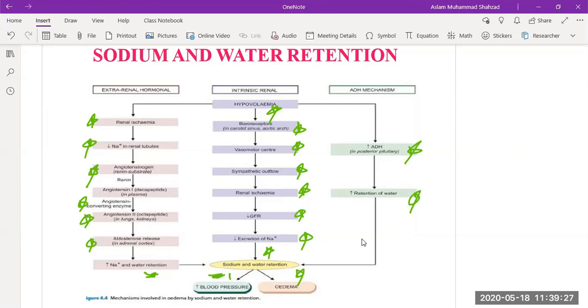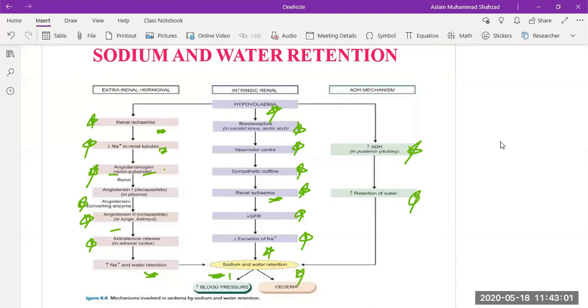And then the other one is the extrarenal hormonal mechanism, which actually occurs because of renal ischemia. And again, what happens because of the renal ischemia that I mentioned here, in this case the mechanism is intrinsic renal, where maybe hypovolemia occurs. So the other mechanism is extrarenal hormonal. And why does this happen? Because of the hormones: renin, angiotensinogen, and aldosterone. So we have three hormones. One is renin, then angiotensinogen, and then aldosterone, which will be released from the adrenal cortex.